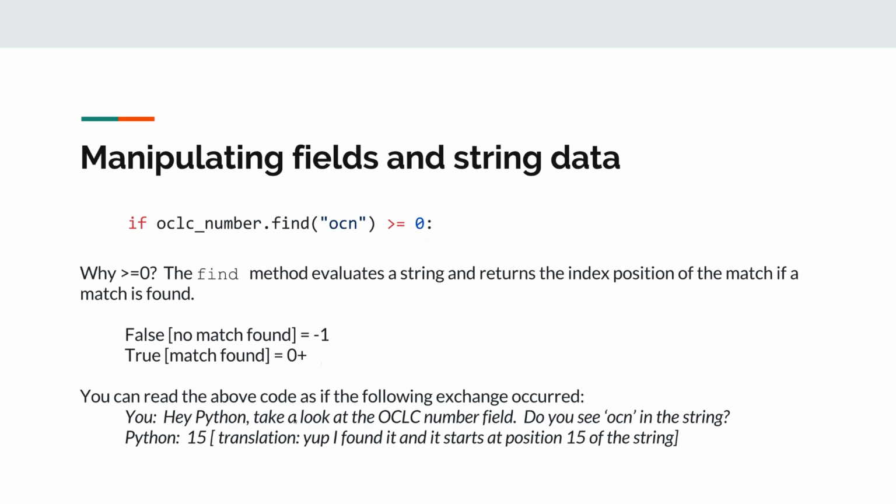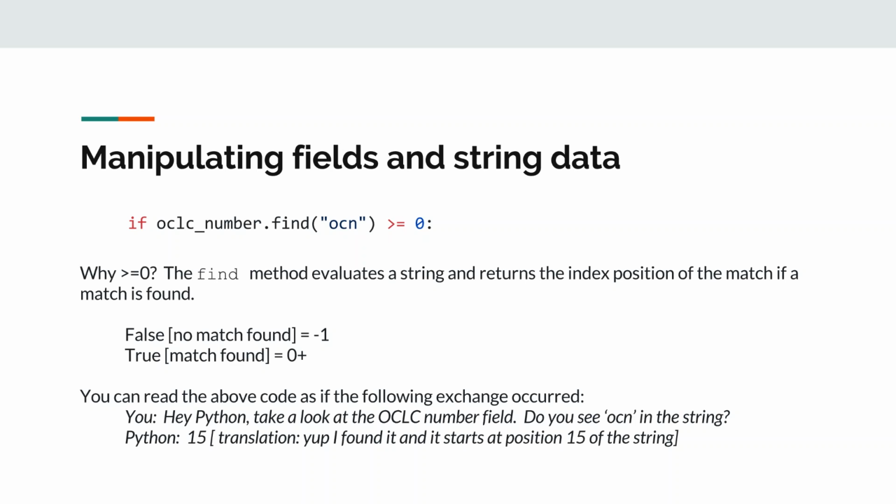It's telling us that this string exists, and it starts at position 0. So you can translate this into human speak, as if you were saying, hey, Python, take a look at this OCLC number field. Do you see OCN in the string? And then Python comes back to you and says 15, as in, yeah, I found this, and it starts at position 15 of the string.